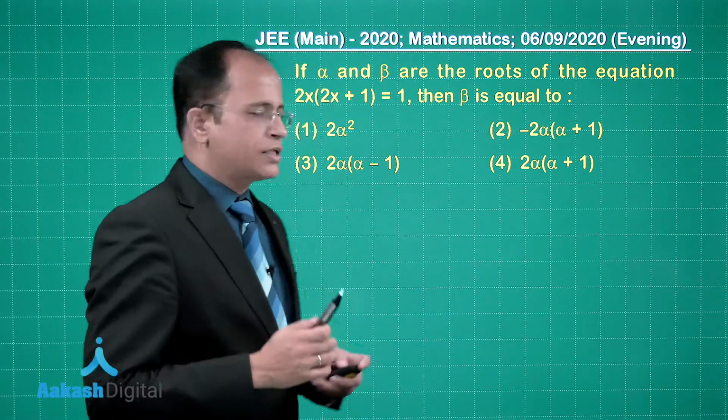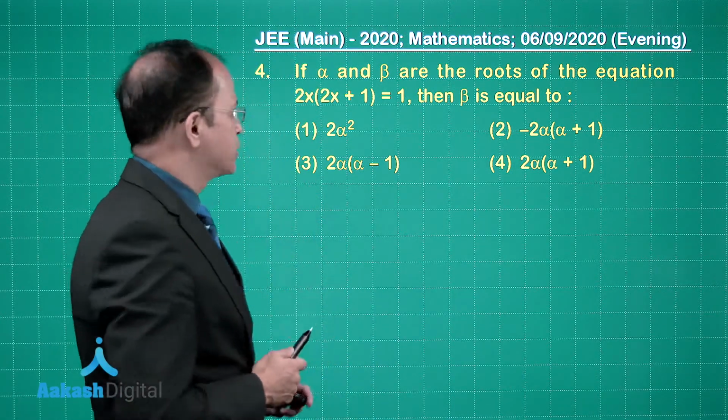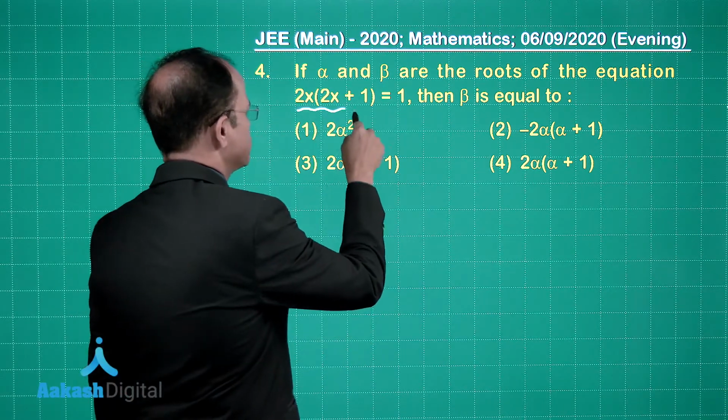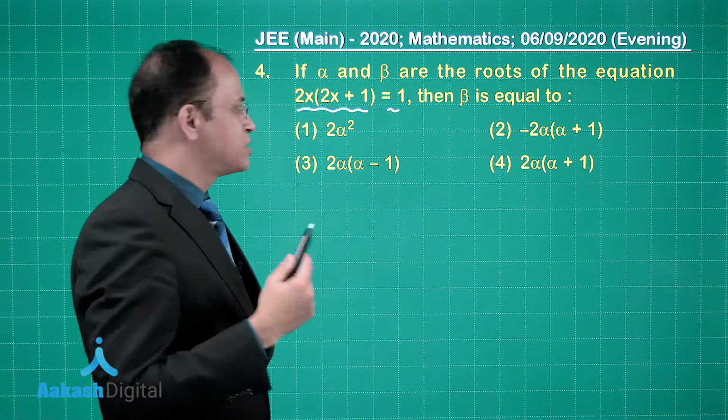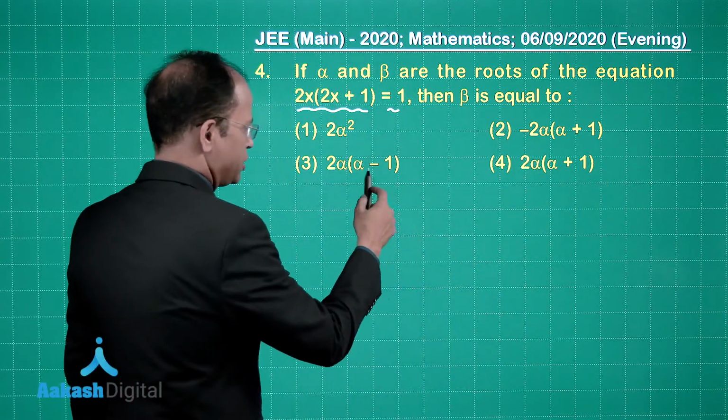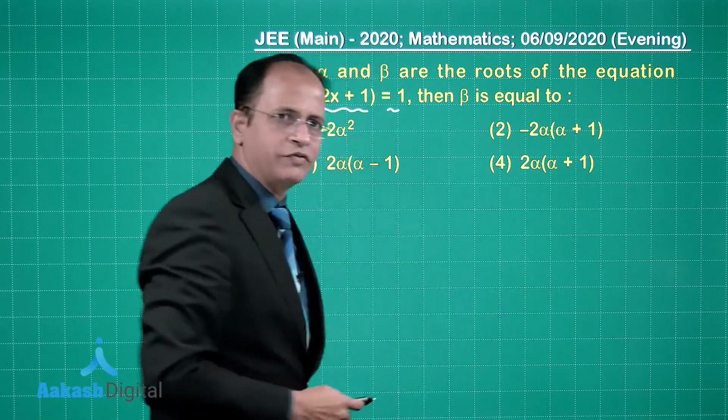Now friends, let's discuss question number 4. It's a very easy question. We have been given that alpha and beta are the roots of the equation 2x(2x + 1) = 1. Then beta is equal to what? The options are 2 alpha squared minus 2 alpha(alpha + 1), 2 alpha(alpha - 1), and 2 alpha(alpha + 1).